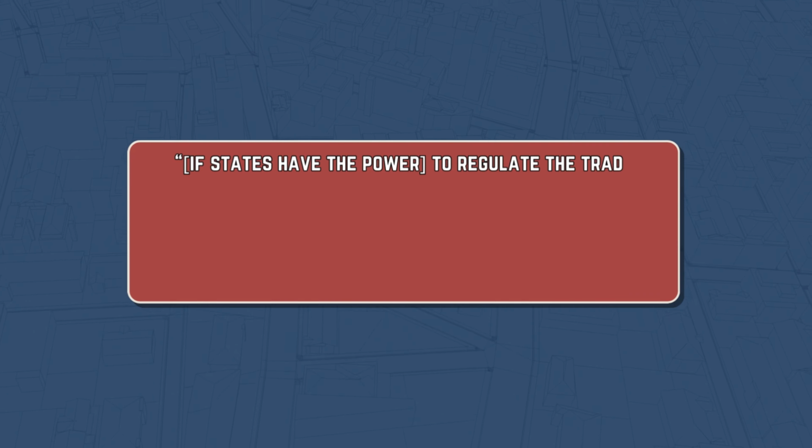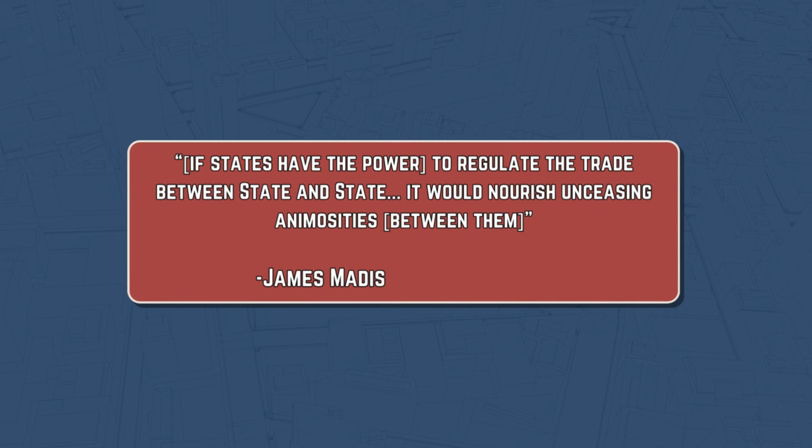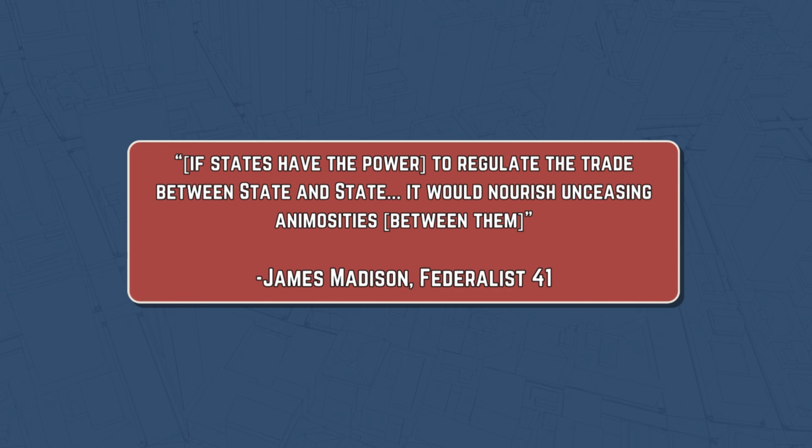In Federalist 41, James Madison says that if the states have the power to regulate the trade between state and state, it would nourish unceasing animosities between them. Like the taxing power, the founders included the Interstate Commerce Clause to right a wrong created by the Articles of Confederation.